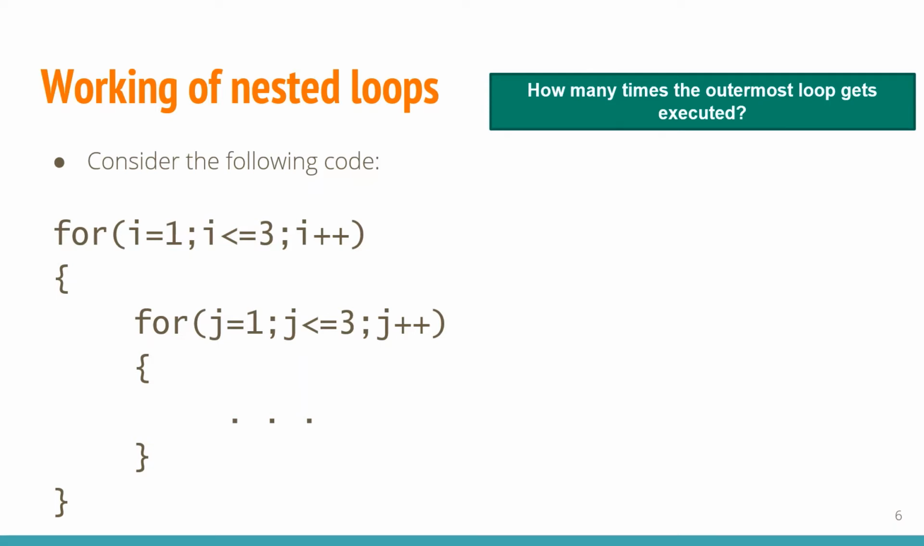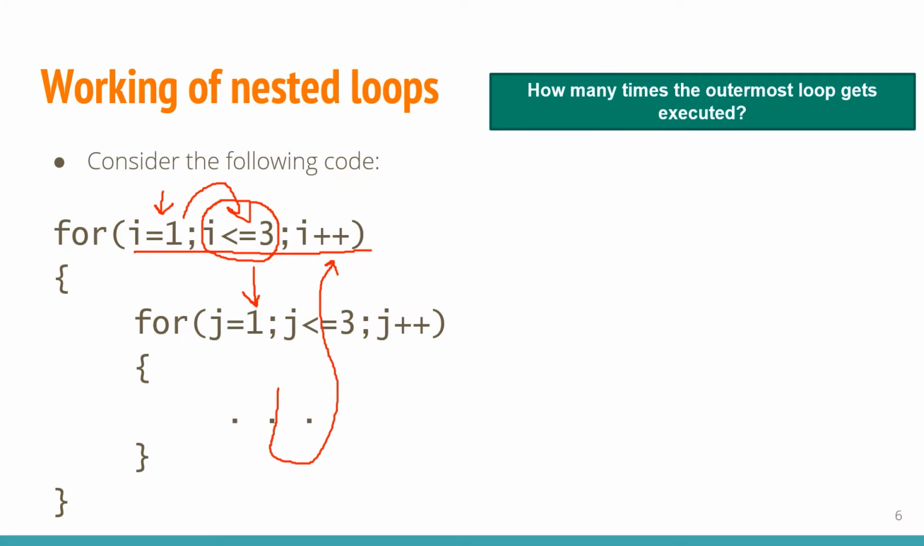You might have already guessed, because the test condition is i less than or equal to 3, and I am starting i from 1. So in the first iteration i is 1, then it checks the test condition. Because the test condition is true, it executes the body of the loop. After executing the body of the loop, i gets incremented by 1, i becomes 2.